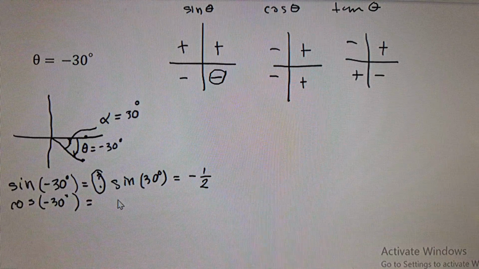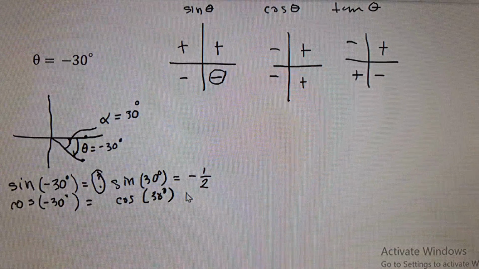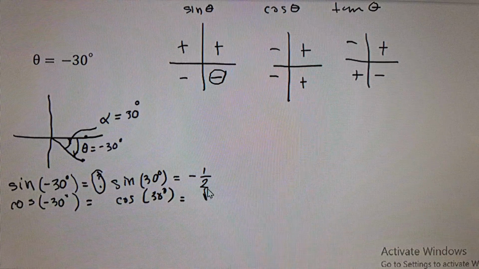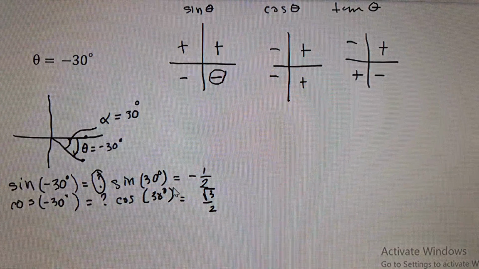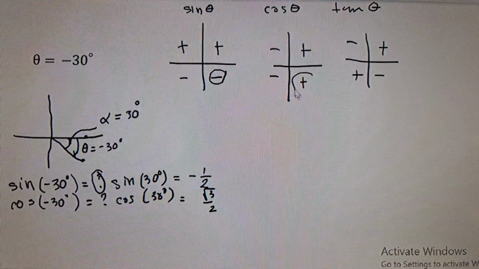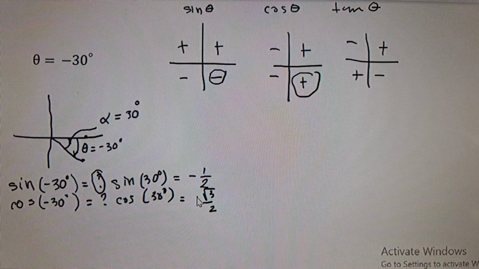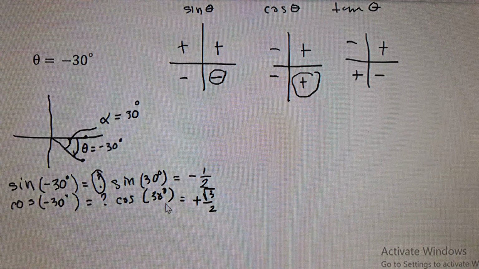Well, that's going to be equal to the cosine of 30 as well, which is square root of 3 over 2. Except, what is the sine? Well, let's take a look. Fourth quadrant, that's going to be positive, so it's going to be positive 3 over 2.